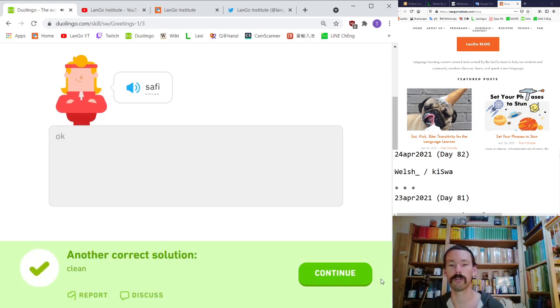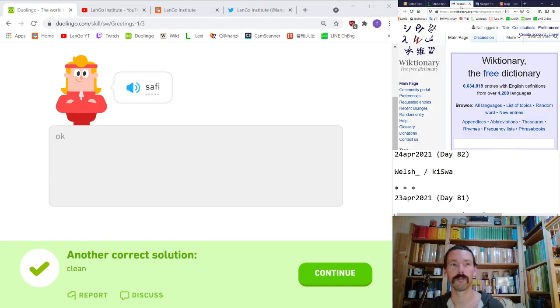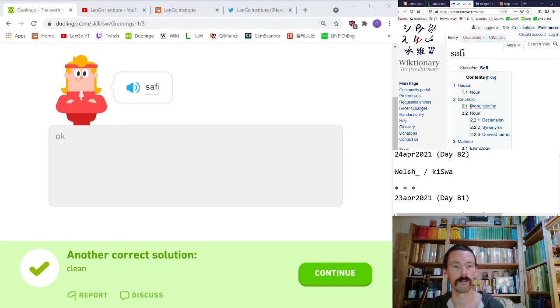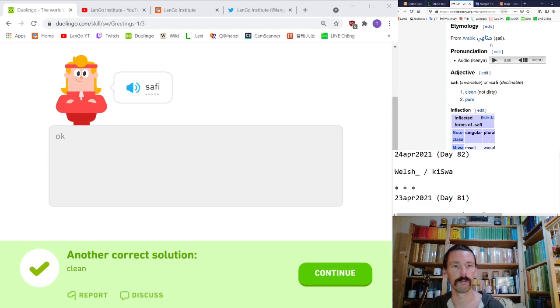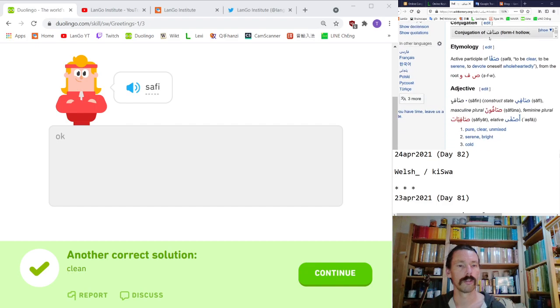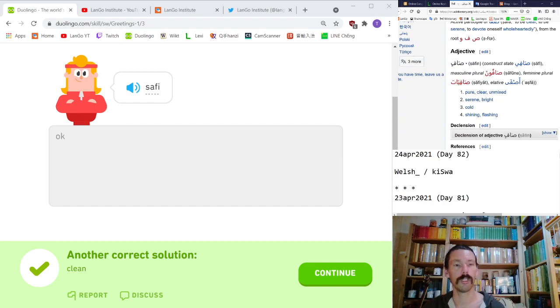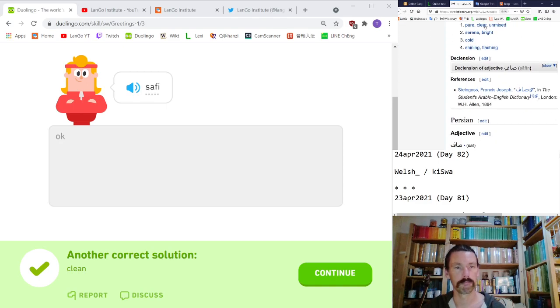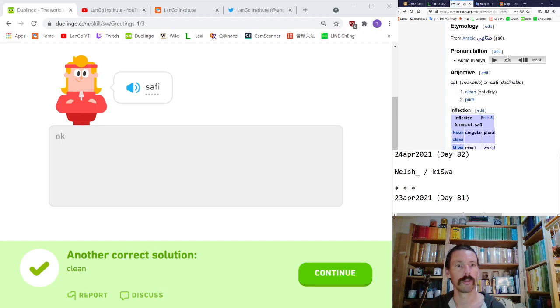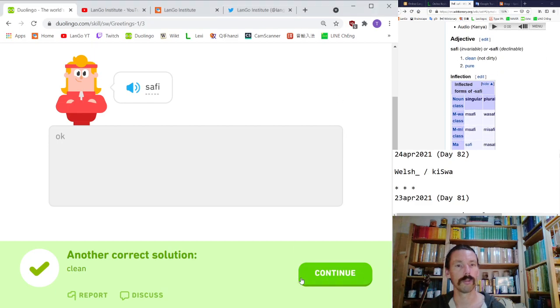That's Arabic, isn't it? Safi. Pure, clean, clear, unmixed. Bright, cold, shining, flashing. And in Swahili, it means clean or pure.